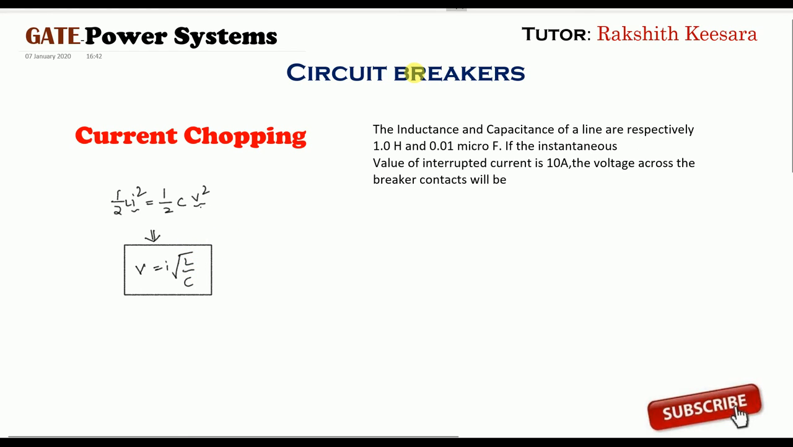If you see this question, the inductance and capacitance of a line are respectively 1 Henry and 0.01 microfarad. If the instantaneous value of interrupted current is 10 ampere, what is the voltage across breaker contacts? Wherever you see interrupted, you should understand that it is actually current chopping. Now what is the formula for voltage? I root over L by C. I is 10 ampere, L is 1 Henry and C is 0.01 microfarad, which gives 100 kilovolt.